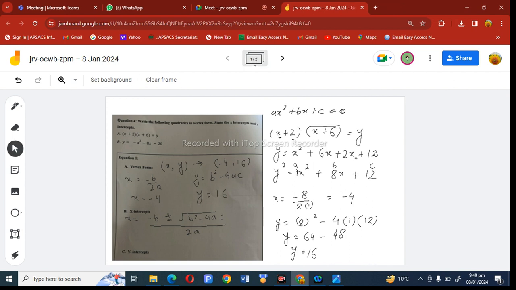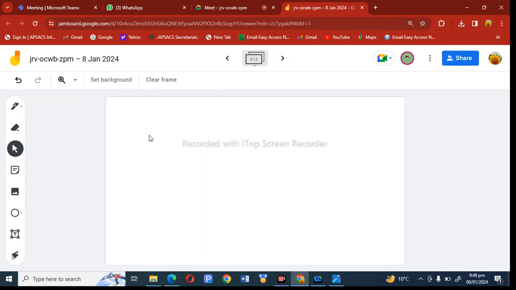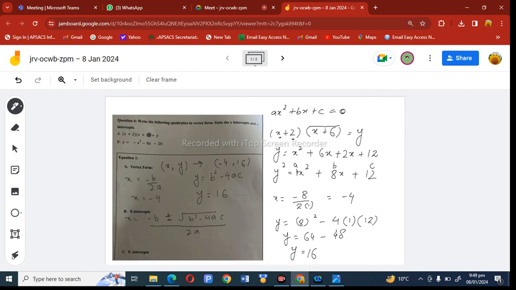Okay, now we are moving forward to the next sheet. Here a is 1, b is 8. In this quadratic equation, a is 1, b is 8, and your c is 12. So now we are going to use this formula to find the x-intercept.